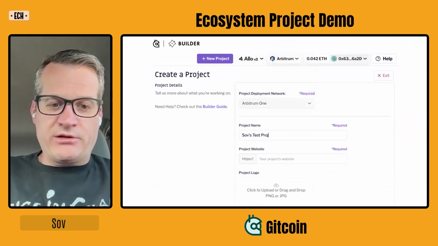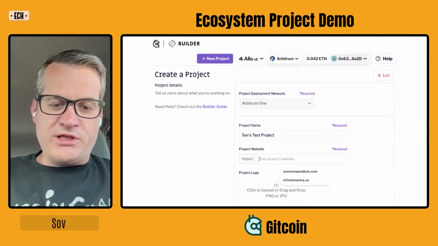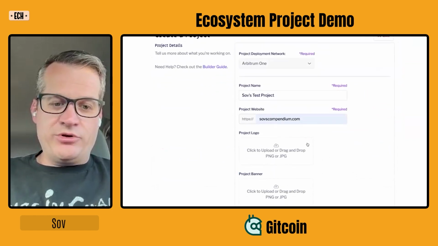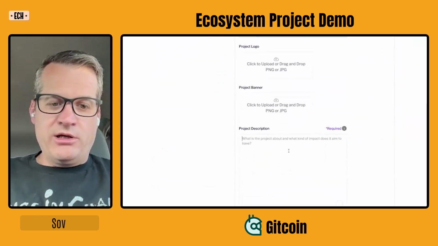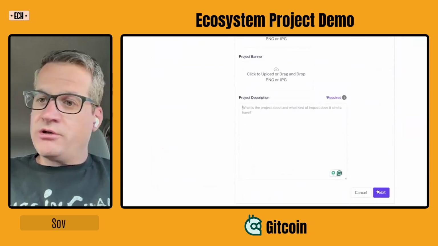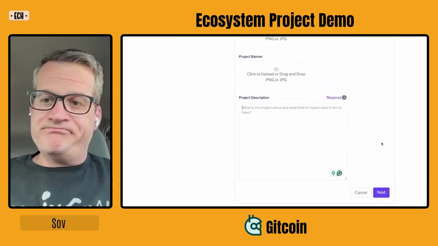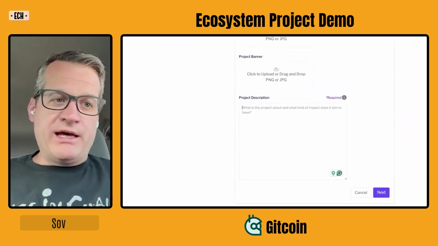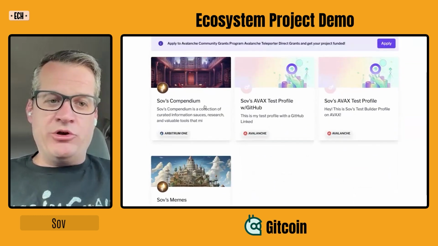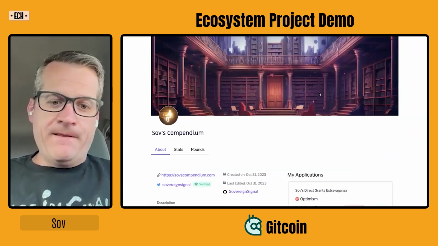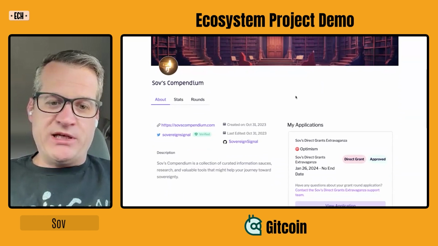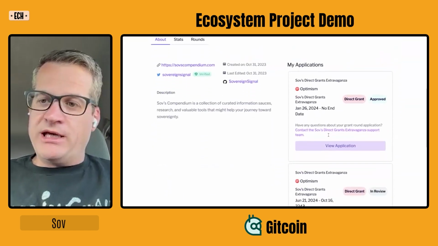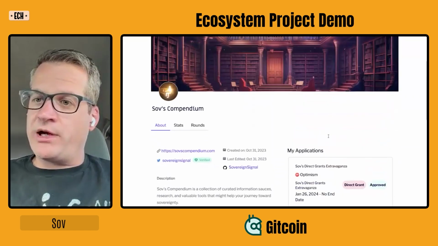You would name the project. You would give it a website. You can upload your logo, a project banner, give your project a description, click Next, sign a transaction, and that's it. Once you've done that, your profile would be located here. And you can see here a test profile that I've set up. You can even see the different applications that I've applied to across the different rounds.